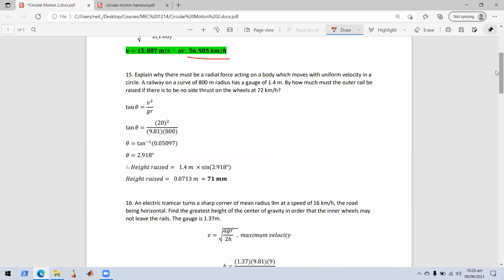Okay. So for this question, explain why there must be a radial force acting on a body which moves with a uniform velocity in a circle. For a body to move in a circle, there needs to be some kind of radial force, which is a force in the direction of the center, pulling towards the center, some kind of centripetal force. There must be some radial force, and technically that's perpendicular to the tangential velocity at any point.